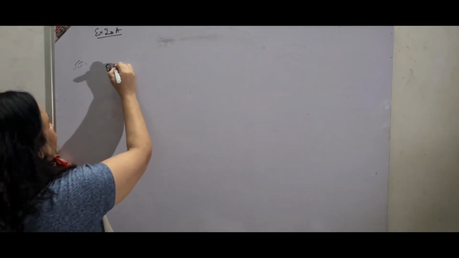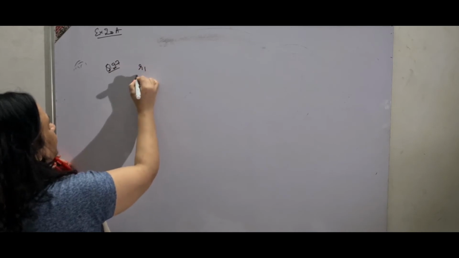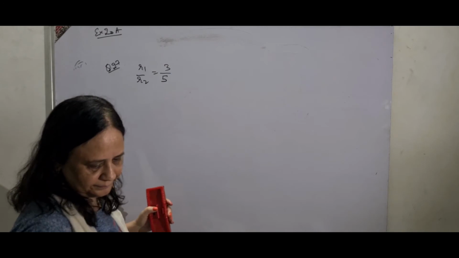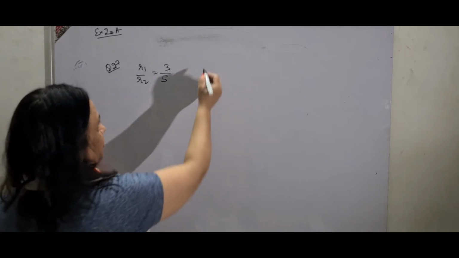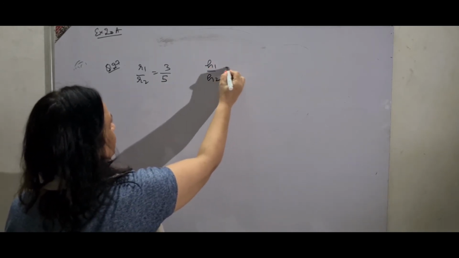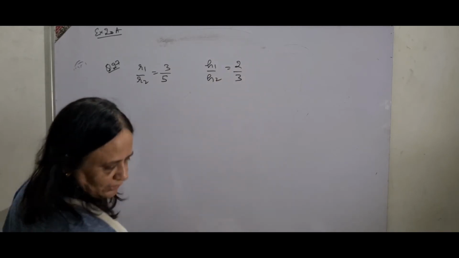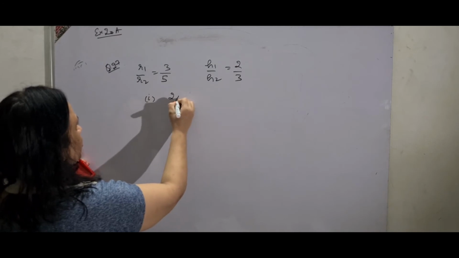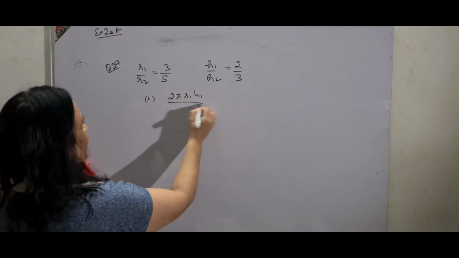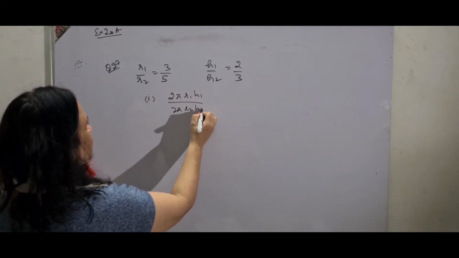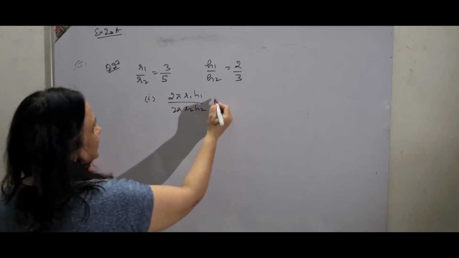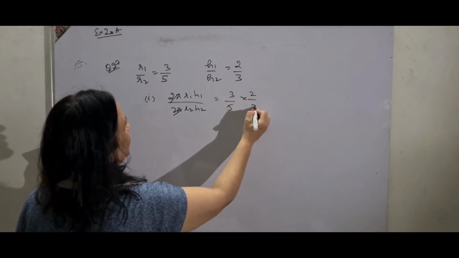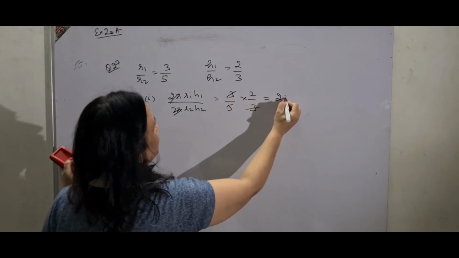Question number 27. The ratio of radii R1 over R2 is 3/5, and the ratio of heights H1 over H2 is 2/3. This is given, and you just have to find the ratio between the curved surface areas. So you know 2 pi R1 H1 over 2 pi R2 H2, the curved surface area of the cylinder. 2 pi cancels, 3/5 into 2/3. So the first answer is 2:5.